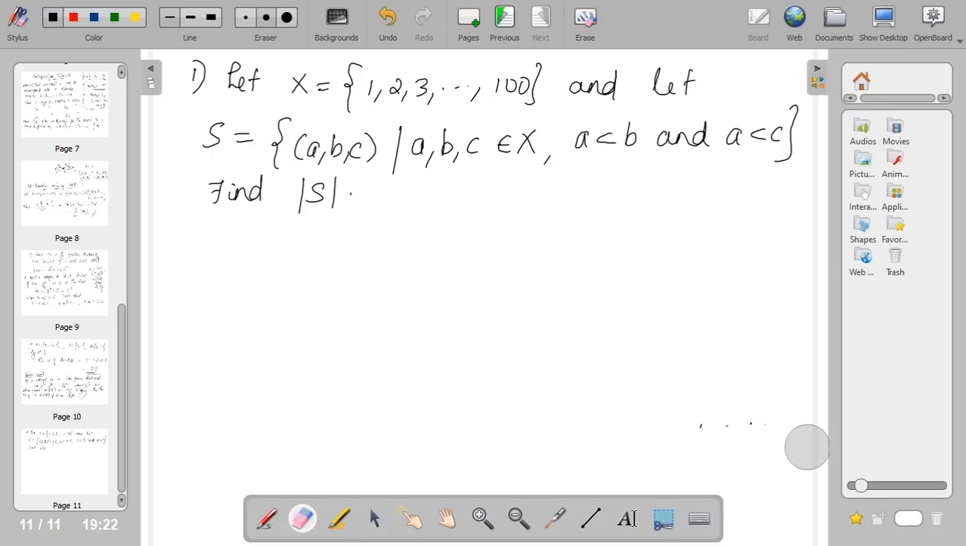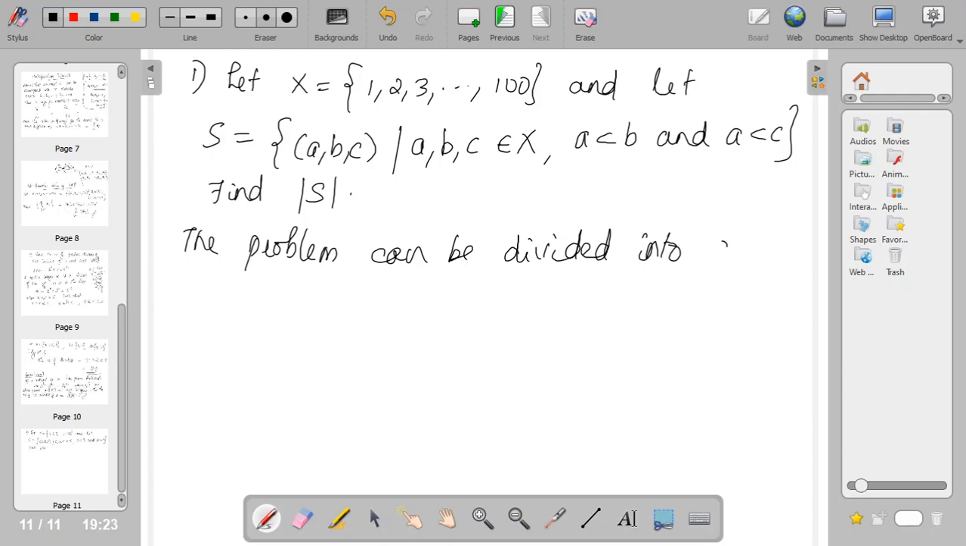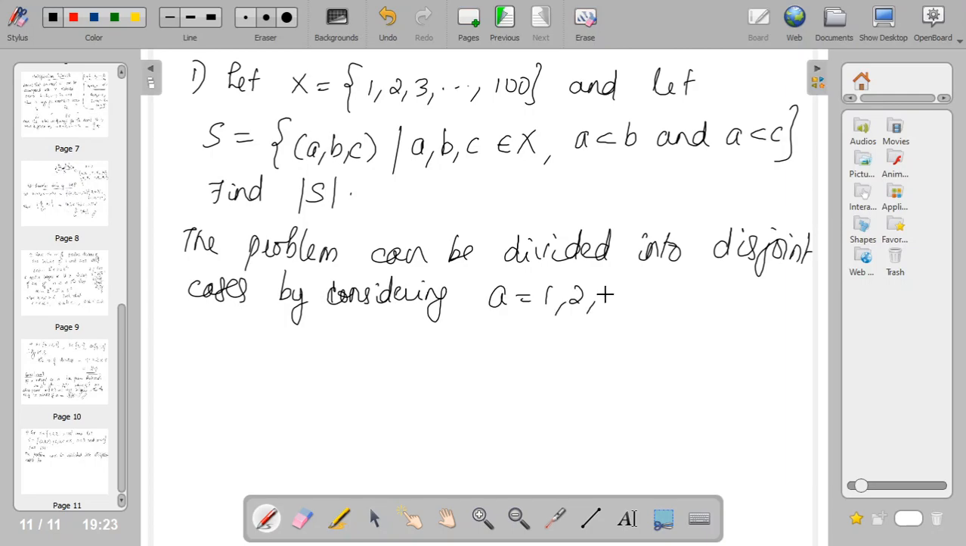Okay, so the problem can be divided into disjoint cases. So that's what we require in the addition principle, for us to use the addition principle. So by considering a equal to 1, 2, 3, etc., 99.